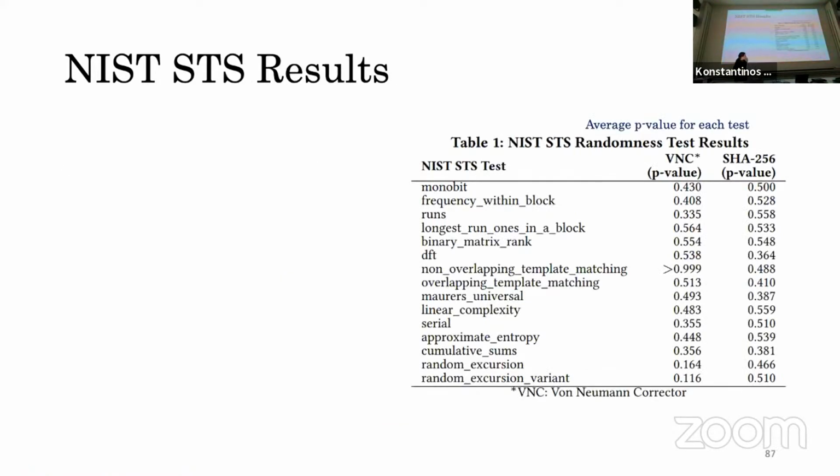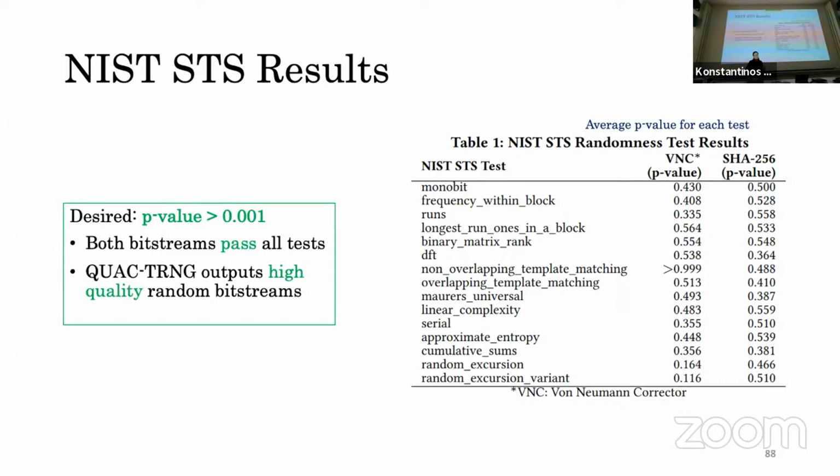In this graph, you can see the results. The first column are the different tests that were run. The second column is the output post-processed with the von Neumann corrector, and the last column is post-processed with SHA-256. So in order for a bit sequence to pass a test, the p-value needs to be greater than 0.001. And as you can see, all of the bit sequences successfully pass all tests. This can be seen as an indicator of the fact that QUAC-TRNG produces high-quality random numbers.